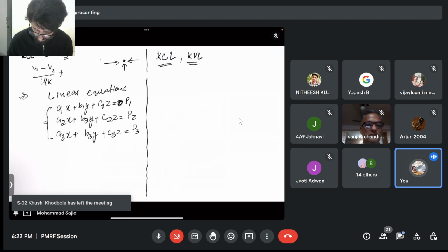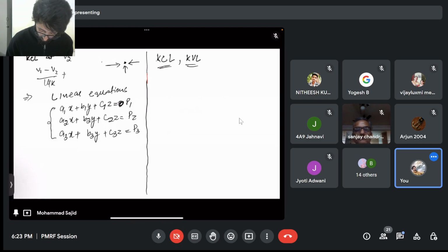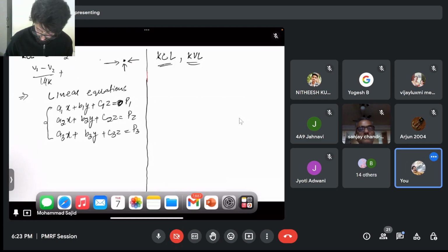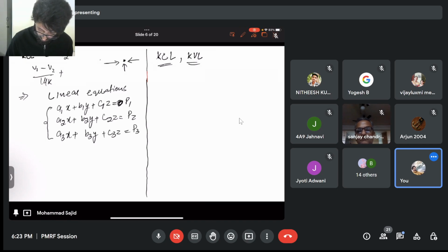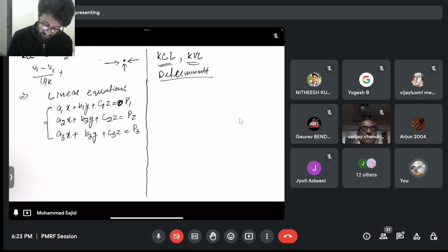Okay, so what I was saying. Determinants, everyone. So you have studied matrices and determinants, right? Yes, sir. It's one of the methods which can be used to solve these equations very quickly.